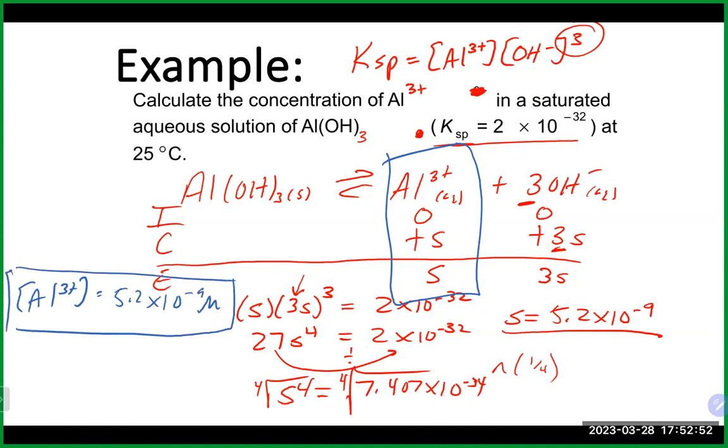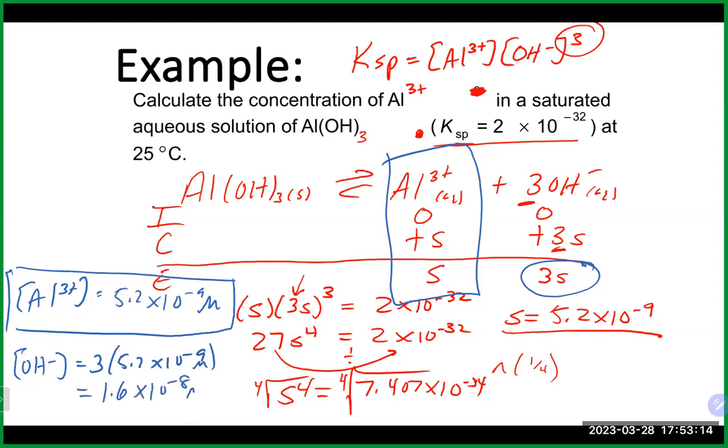Although it didn't ask it, the concentration of hydroxide in this case would be 3S. So we would take 3 times 5.2 times 10 to the minus 9. Times it by 3, and we get something like 1.6 times 10 to the minus 8 molar. Again, it didn't ask for it, but if we needed to, we could get the hydroxide concentration. The molar solubility of aluminum hydroxide would also be the value of S.